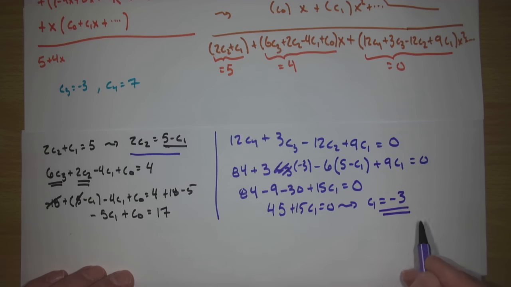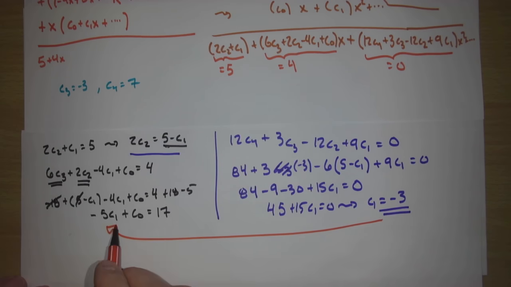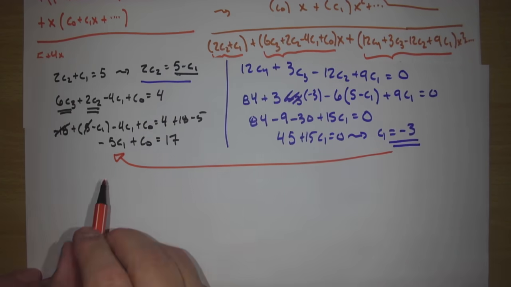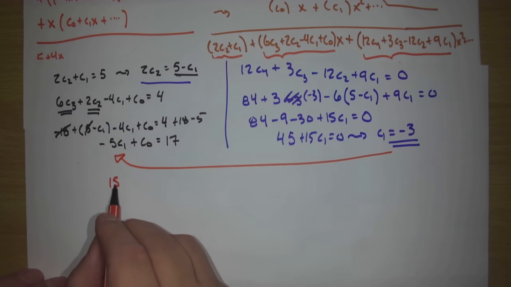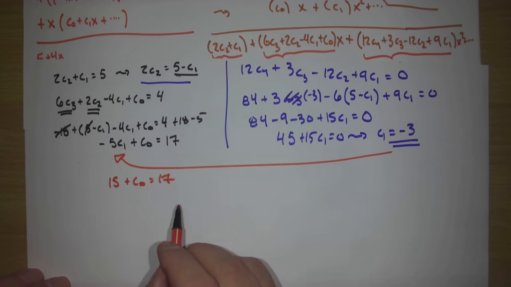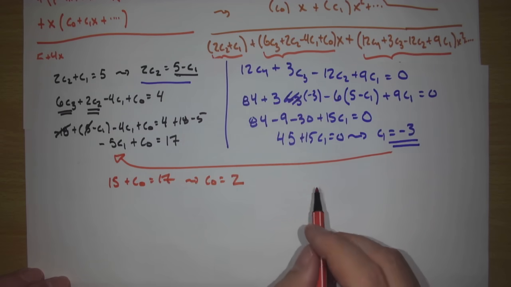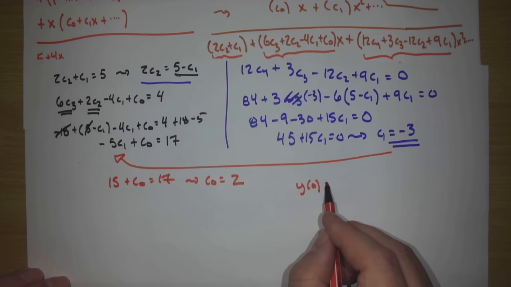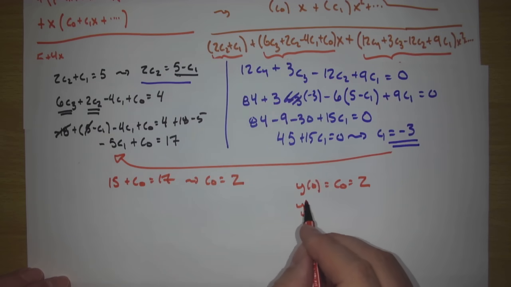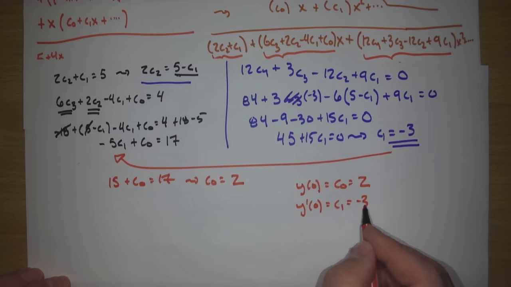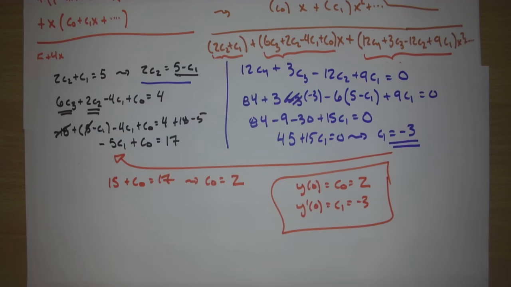Negative 3. Wow. That was also c3. Okay. Now, negative 5 times negative 3, 15, plus c0 is 17. So what is c0? 2. So our conclusion is y of 0 is 2. y prime of 0 is negative 3. So we can solve it.